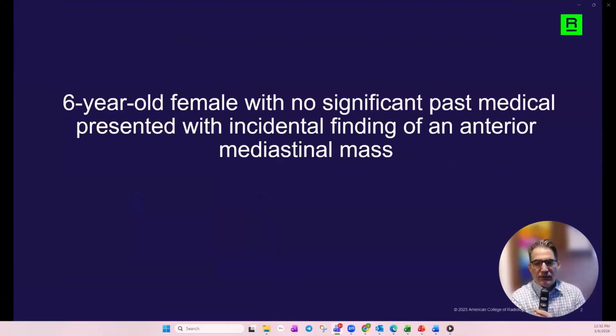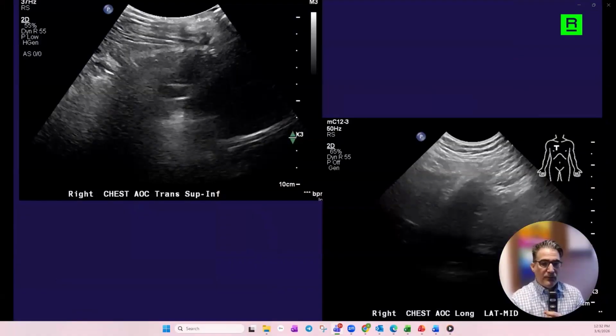This is a 6-year-old female with no significant past medical history who presented with an incidental finding of an anterior mediastinal mass on a CT of the abdomen and pelvis. Patient went on to have an ultrasound of the chest to first look at this mass, which is pretty common in pediatrics, right? We almost always start with ultrasound to evaluate masses, given there's no radiation and no sedation often needed for these pediatric patients.